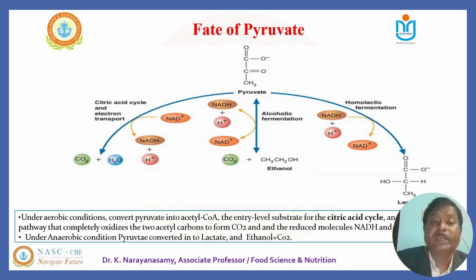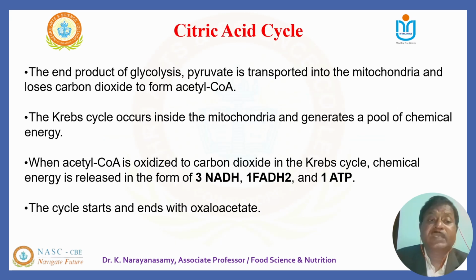The fate of the pyruvate: I see that pyruvate is converted into ethanol in alcohol fermentation, or it is converted into lactate, or it may be converted into carbon dioxide and water when it enters into the TCA cycle, citric acid cycle. Citric acid cycle is a very, very important one. The end product of glycolysis is pyruvate that is transported into mitochondria and loses carbon dioxide to form acetyl-CoA.